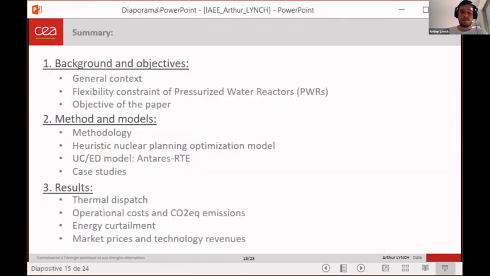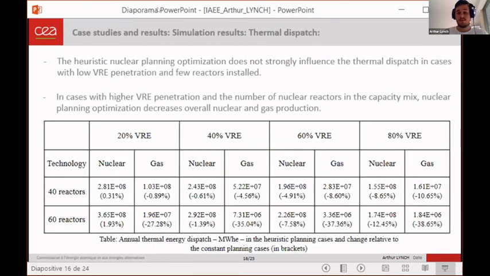So now the results. The first result that we tried to assess was linked to thermal dispatch and the influence of nuclear planning optimization on the thermal dispatch. And the first result is the fact that in cases with low variable renewable penetration and a low number of reactors installed in the capacity mix, nuclear planning optimization does not seem to influence electric system operation with renewable energies.